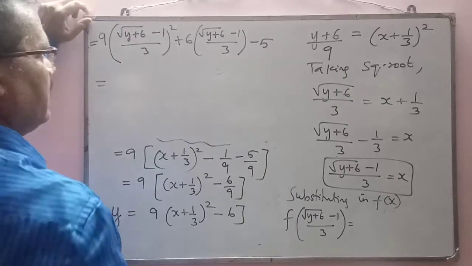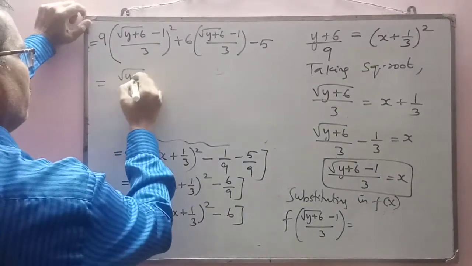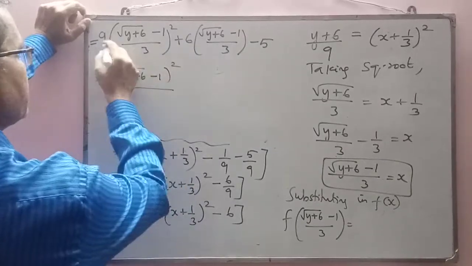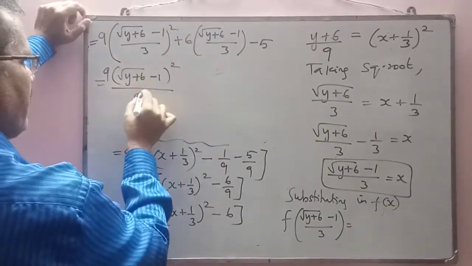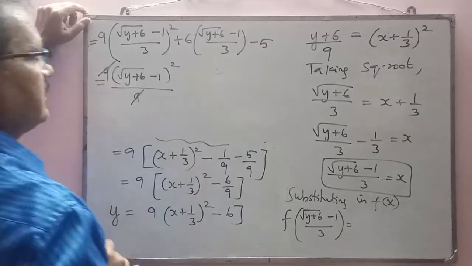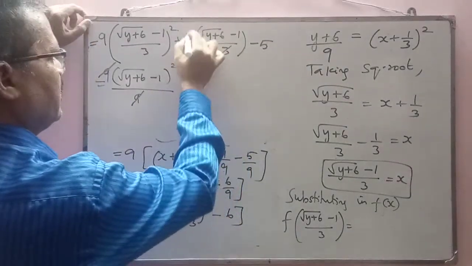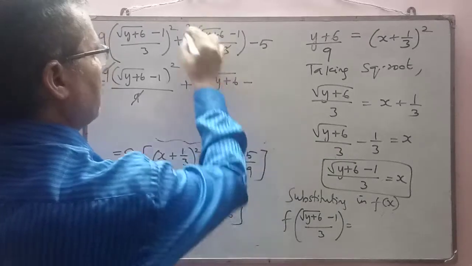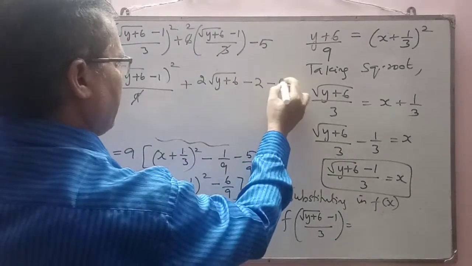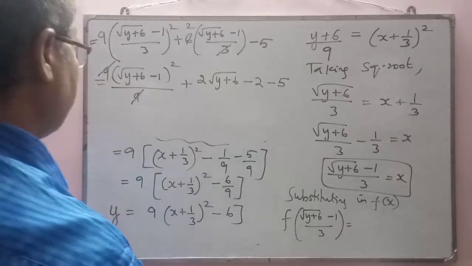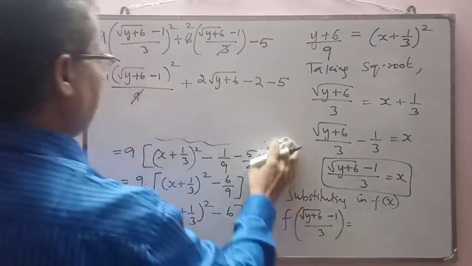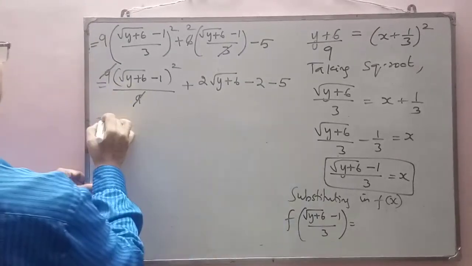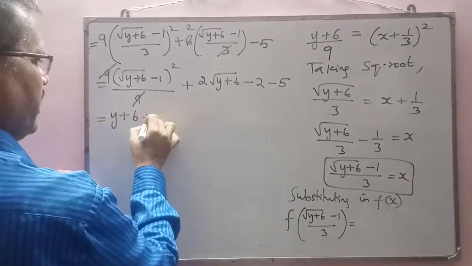Okay children, let us start. (Root of (y plus 6) minus 1) the whole square by this 9, and the square 9 will get cancelled. Now 3 and 2 times get cancelled. So you have 2 times root of (y plus 6) minus 2 minus 5. Okay children, now this should be written as (a minus b) the whole square. A squared, you will get y plus 6. B squared, 1 squared is 1.